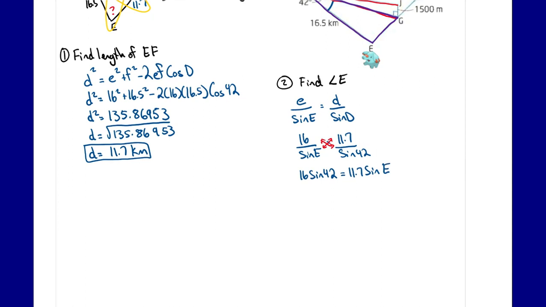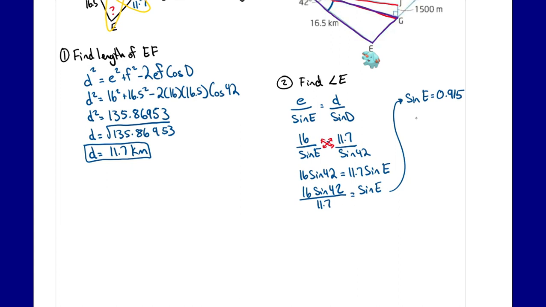I'm going to divide by 11.7 to get sine E by itself. So 16 sine 42 divided by 11.7 is equal to sine E. I'm just going to bring this up here for the sake of saving some space. So I have sine E is equal to all of that. To get E by itself, I'm going to have to do the inverse eventually, but sine E equals 0.915. So that's 16 sine 42 divided by 11.7 equals 0.915.